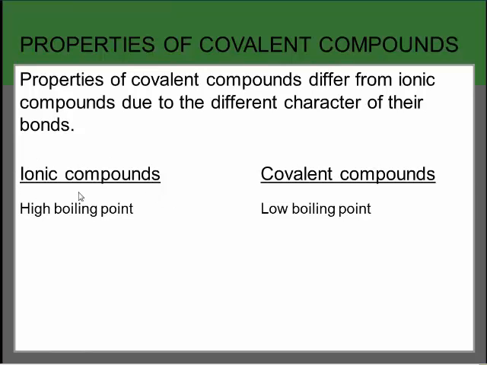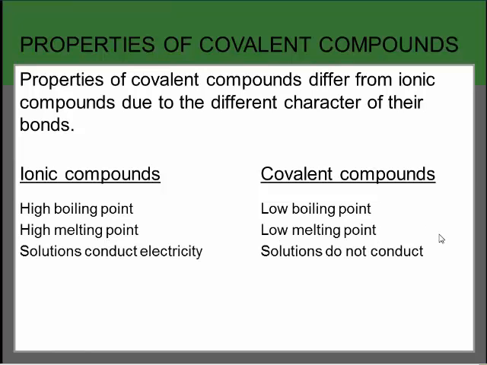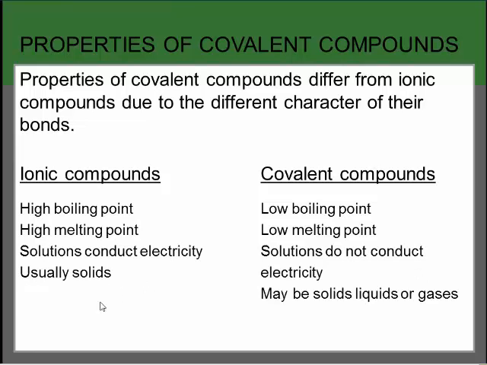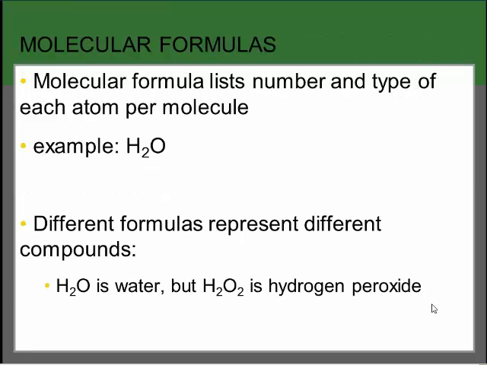So ionic compounds have a high boiling point. Covalent compounds have relatively low boiling point. Ionic compounds have a high melting point. Covalent compounds have a low melting point. Ionic compounds have solutions that conduct electricity. Remember our discussion of electrolytes. Covalent compounds have solutions that do not conduct electricity. Ionic compounds are usually solids. Covalent compounds can be solids, liquids, or gases. They can come in all three phases.